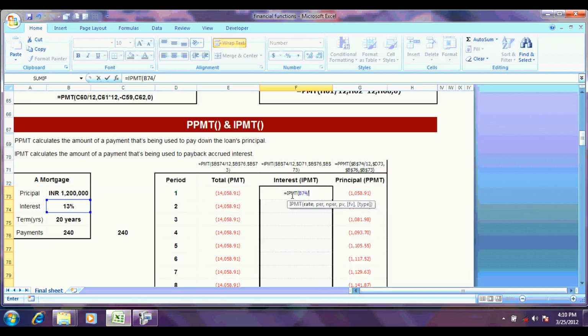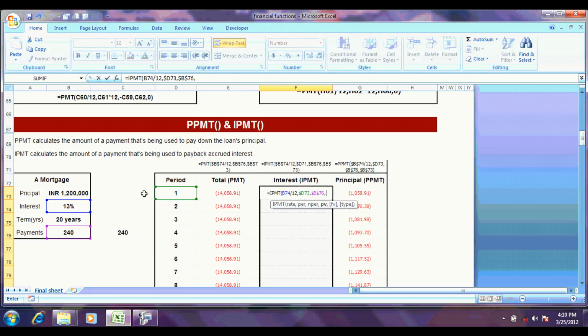rate is 13 divided by 12, PER is this, we'll just make it $D73. So as soon as we drag it, there shall not be any issue. Sorry. Total number of periods is this. We'll just make it absolute reference, comma.